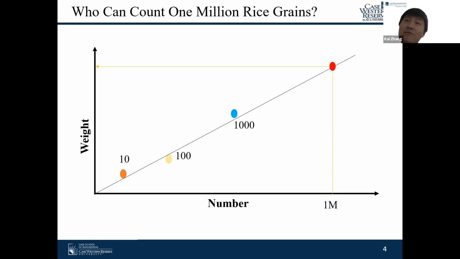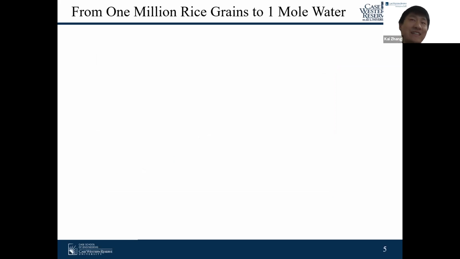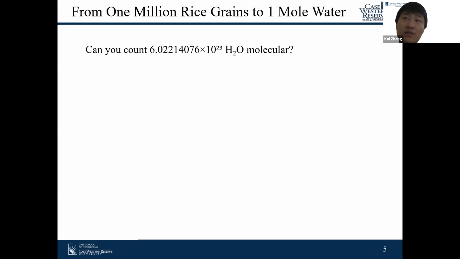Okay, so after we finish this challenge, you may think or ask why we started this challenge. What's the relationship between this challenge and the topic today, water? Definitely, there's some relation between those two, and we can ask the challenge once more, but in a different manner. So I will ask, can you count 6 multiplied by 10 to the power of 23 water molecules? It's quite similar, right?